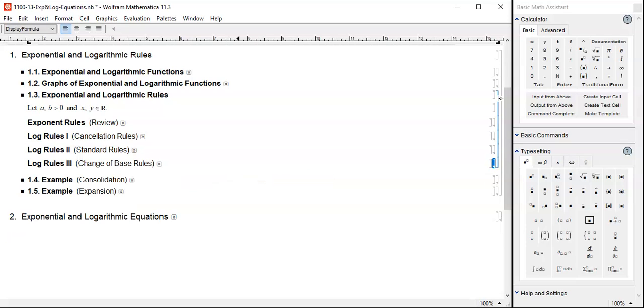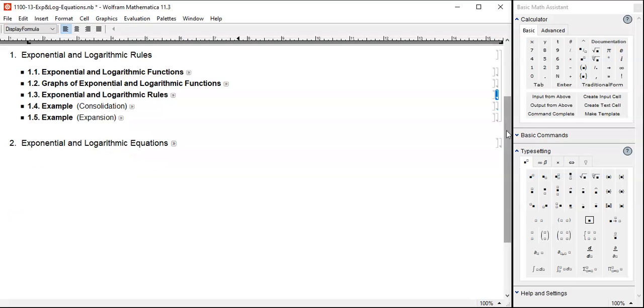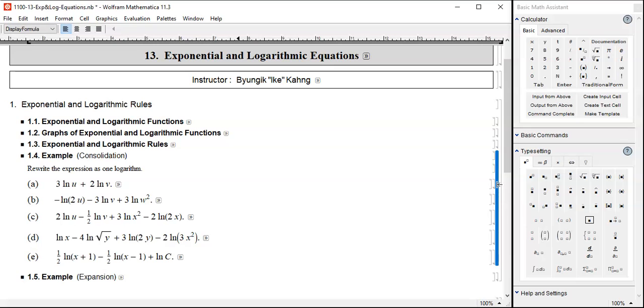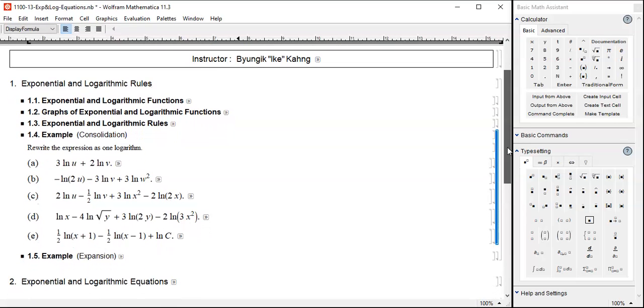Okay, so much for all those reviews, and let's go to some example problems. The first type of example problem is consolidation, combining everything into a single logarithm. Here we have two logarithms, put them together into one logarithm. We have three logarithms here, put them all together into one natural logarithm. We have four logarithms here, again put them all together into one logarithm.